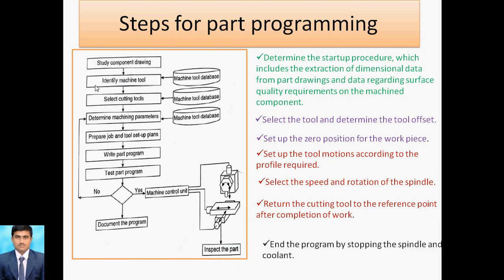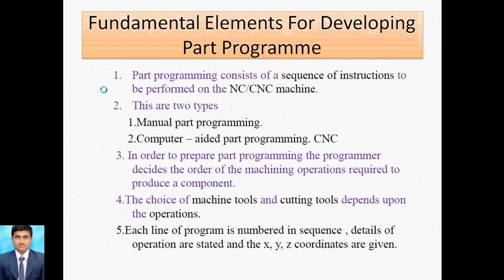Now we move to the next point, that is fundamental elements for developing a part program. As already mentioned, part programming is for NC or CNC machines. NC means numerical control and CNC means computer numerical control. So there are two types of part programming. First is manual part programming, where with the help of writing we can generate the part program. The second is computer aided part programming, in which the computer will generate the program for the CNC machines.